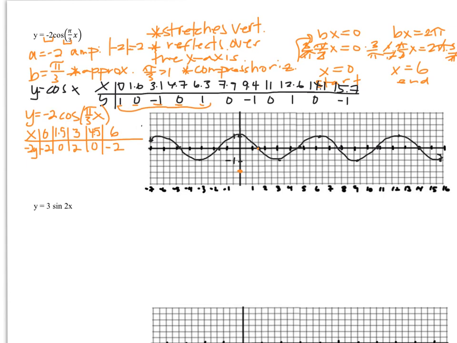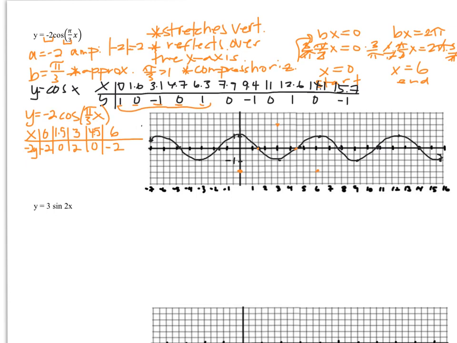3 up to positive 2, and then 4.5 back to 0. So now you can kind of start to see it's a little bit to the left, a little bit compressed, and then it's 6 down to negative 2. If we continue this pattern, see if you can follow along.